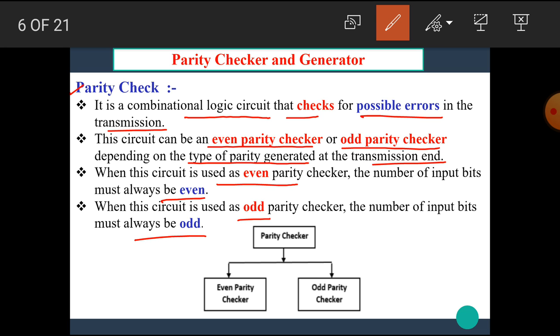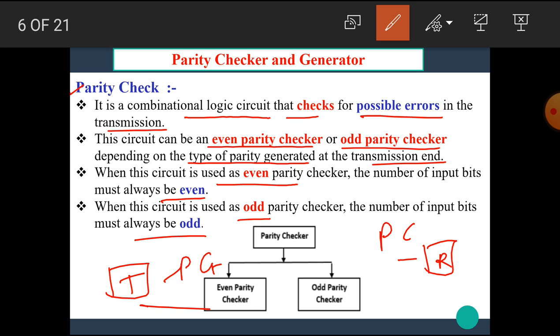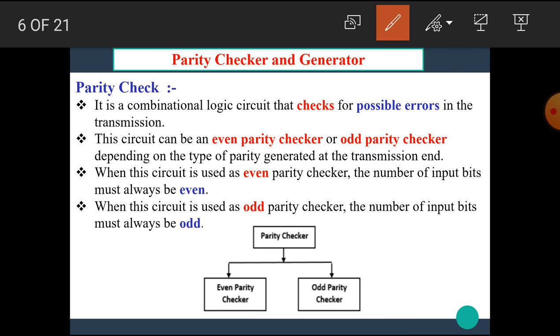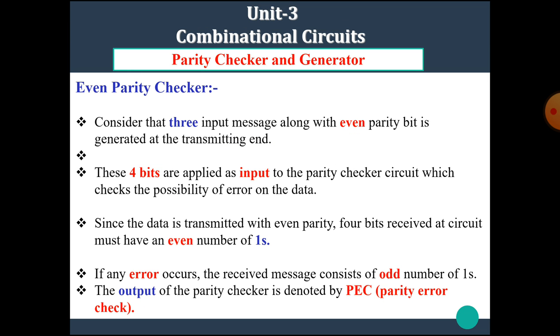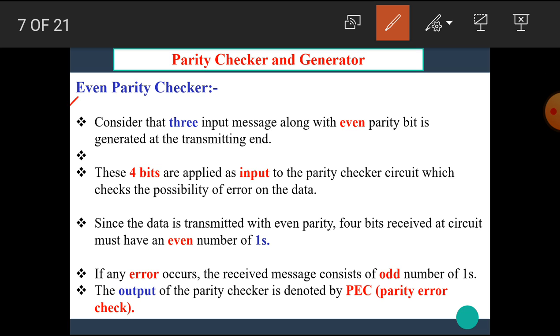That means at the transmitter we use the parity generator circuit, but at the receiver we have to use the parity checker circuit. If the parity at the transmitter is done with even parity, then at the receiver we require the parity checker circuit with even parity also. There are two types of parity checker circuit: even parity checker and odd parity checker. Let's see the details about the even parity checker.